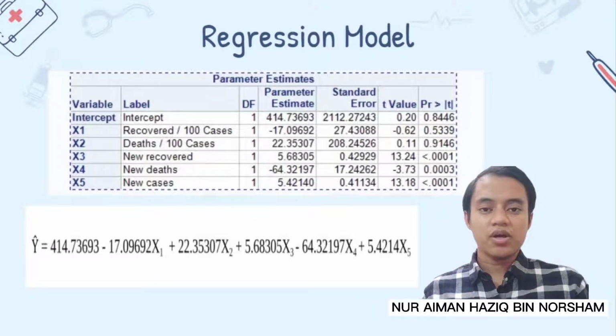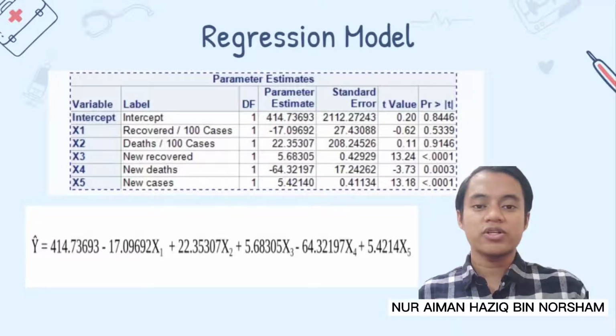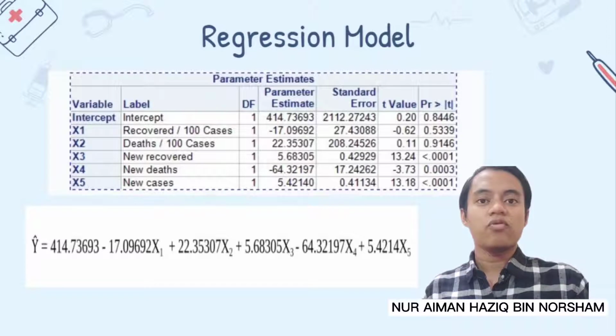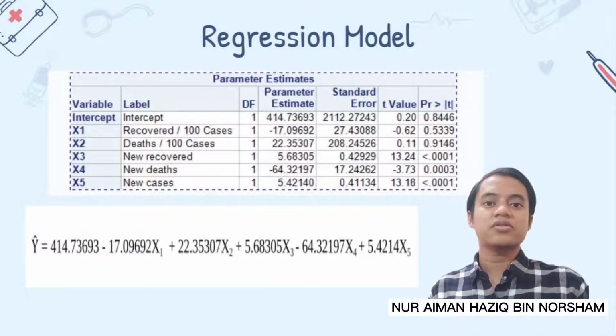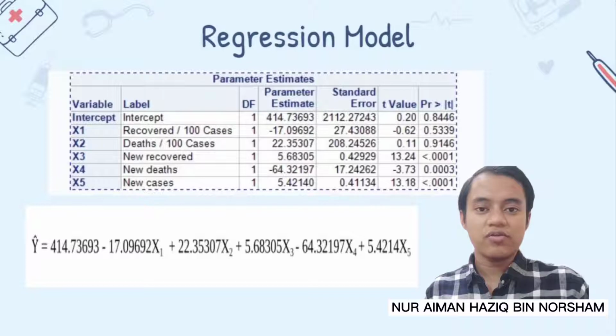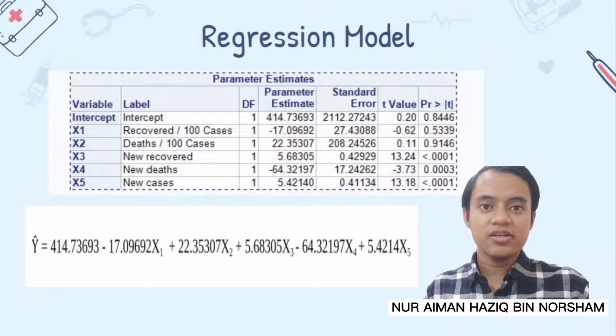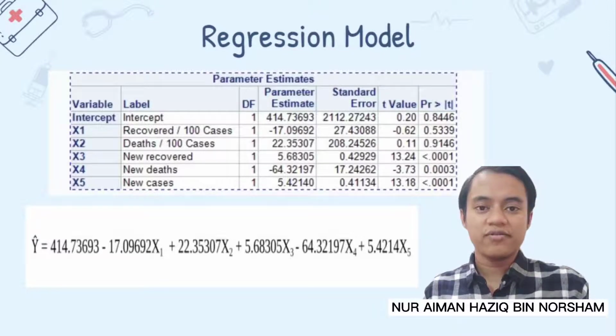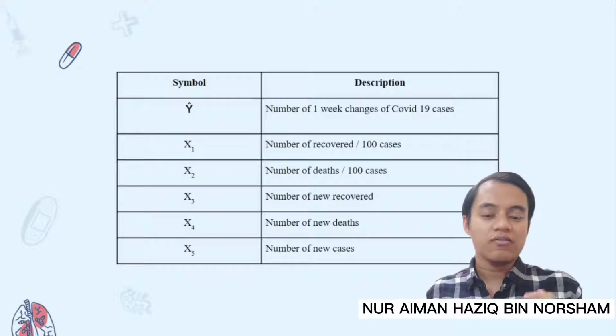Under the parameter estimate column, we've got the values for every coefficient of the full original regression model equation. The equation is y hat equals 414.73693 minus 17.09692 x1 plus 22.35307 x2 plus 5.68305 x3 minus 64.32197 x4 plus 5.4214 x5. And each of the variables has its own specific meaning and description.